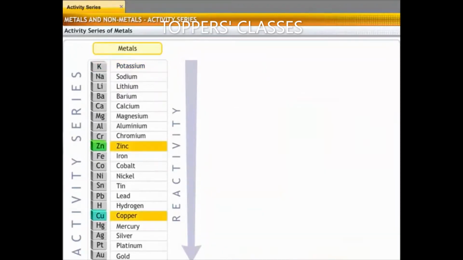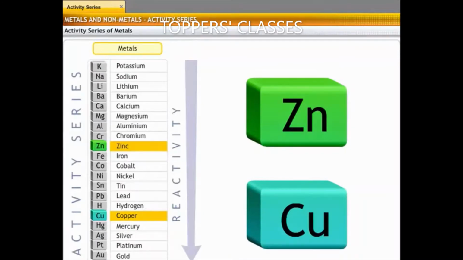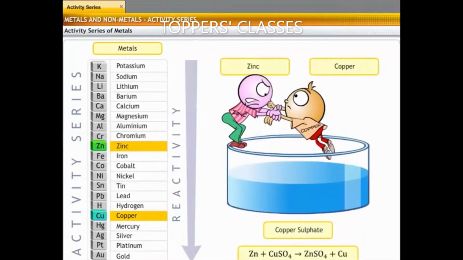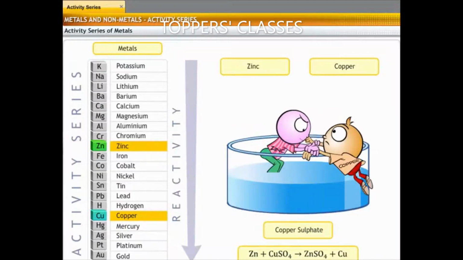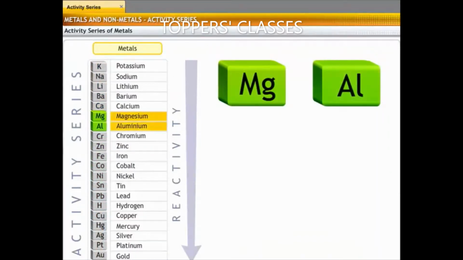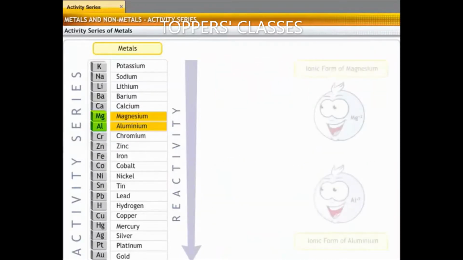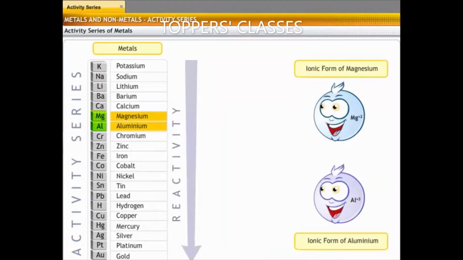For any 2 metals in the series, the metal placed higher in the series can displace the other metal from its salt solution. For example, zinc displaces copper from copper sulfate solution to form zinc sulfate. As you move down the series, oxides of highly reactive metals like magnesium and aluminium are not reduced easily either by hydrogen, carbon, or carbon monoxide. This is because the ionic forms of magnesium and aluminium are more stable than their atoms.